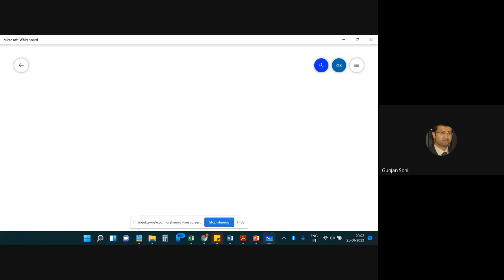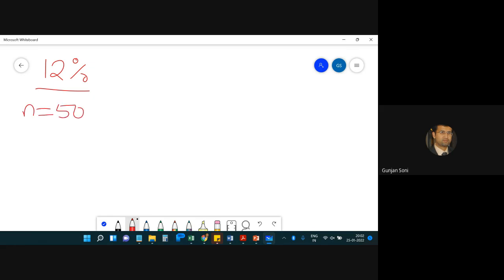So let's start. Now you can see here the question: 12% of students at NCSU are left-handed. So 12% of the students are left-handed. What is the probability that in a sample of 50 students, the sample proportion that are left-handed is less than 11%?